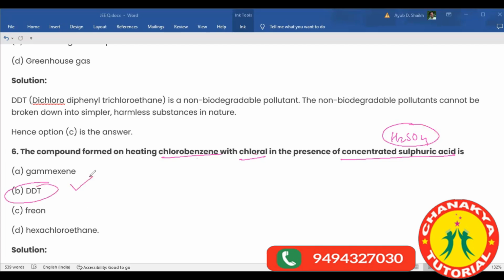Keep it in your mind. If you want to write it down somewhere at the backside of the page, that too is fine. Or if you're making a running note, there itself you can mention: DDT is formed by what? Chlorobenzene with chloral in presence of concentrated sulfuric acid. Clear? Okay. Yes, ma'am. The next one.